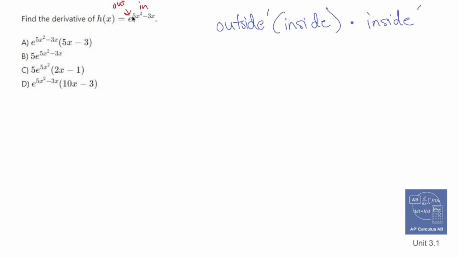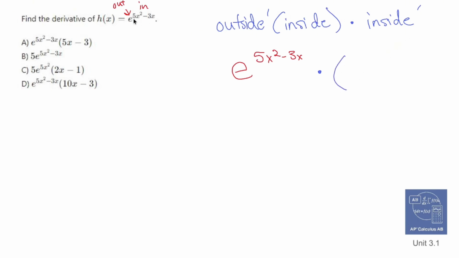So me taking the derivative of the outside stuff changes absolutely nothing because the derivative of e to the stuff is still e to the stuff. Me keeping the inside stuff so far changes absolutely nothing because I have 5x squared minus 3x, so nothing has changed up until this very moment. Now what I do is I multiply everything by the derivative of the inside stuff.